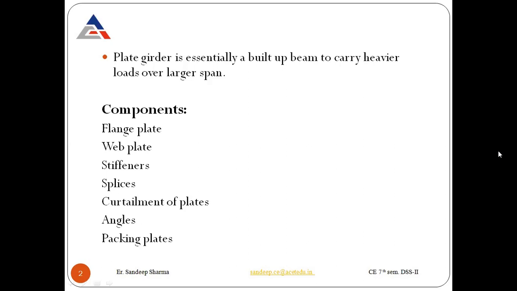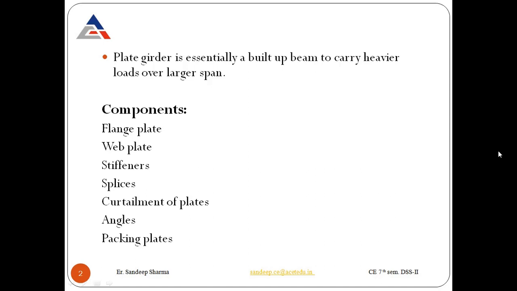So the plate girder is essentially a built-up beam to carry heavier loads over a longer span. There are many examples of plate girders that you can see in steel structure construction, like road bridges and railway bridges. Along the span of the bridge, below the deck slab, these girders are used to support the deck slab and all kinds of heavier load. It is just like a built-up beam, this girder.